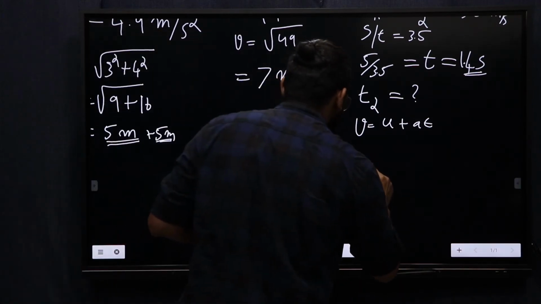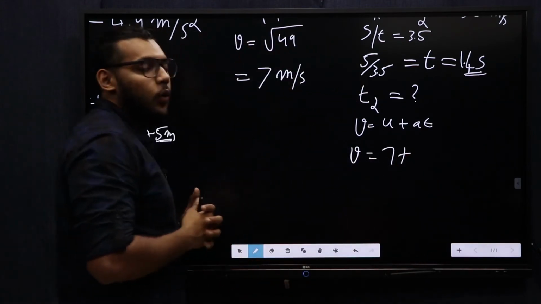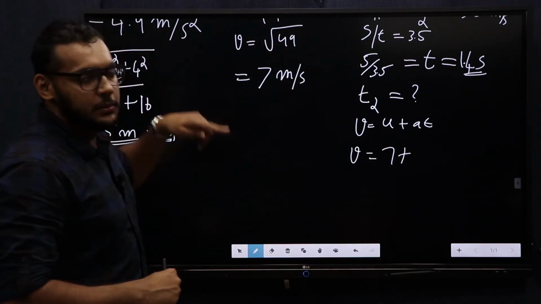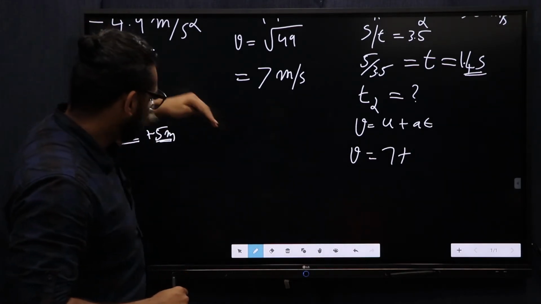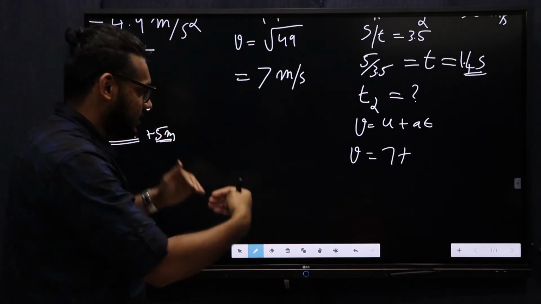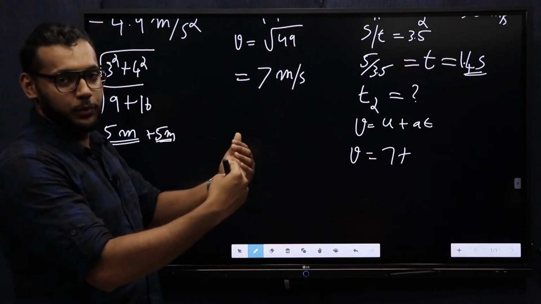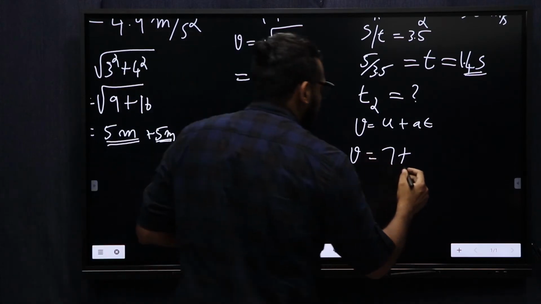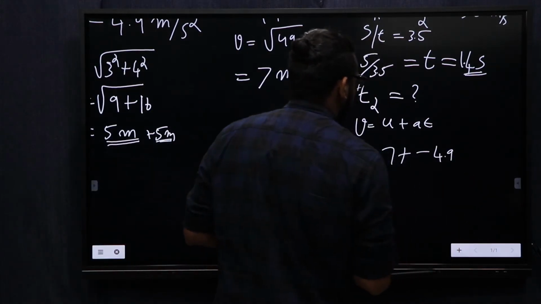So V is equal to 7 plus, now A. What is A? Why does the ball accelerate? It's due to gravity. And we know that if it's rolling down, it has a positive acceleration down that way. Then if it's rolling up, it'll have a negative acceleration because the gravity is pulling it back. So we put the opposite sign for the 4.9 and we have negative 4.9.